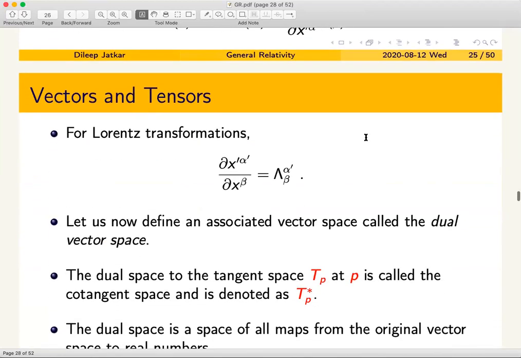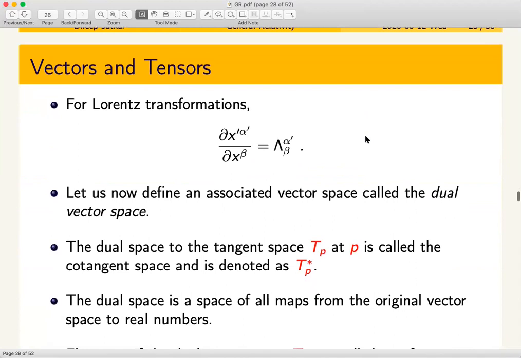As I said, a linear transformation would give you a Lorentz transformation matrix. So let's now do one more thing. Let us define an associated vector space called the dual vector space. The dual vector space to a tangent space T_P at point P is called the cotangent space, and it is generically denoted as T*_P.